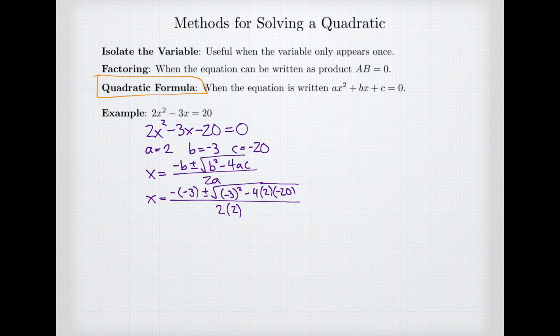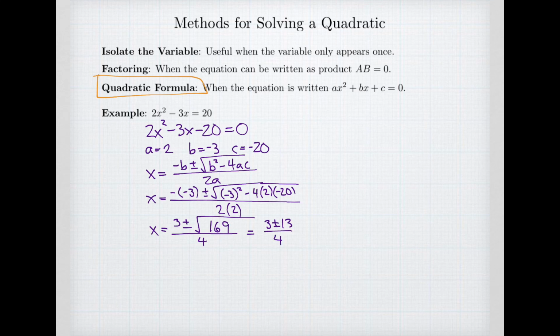Right, well those are the solutions, but it's not simplified. So let's see what happens. I get x equals negative of negative 3 is plus 3. When I multiply these together, I will have, let's see, 169. So I need the square root of 169 and then divide by 4. The square root of 169 is 13, so I get 3 plus or minus 13 divided by 4.